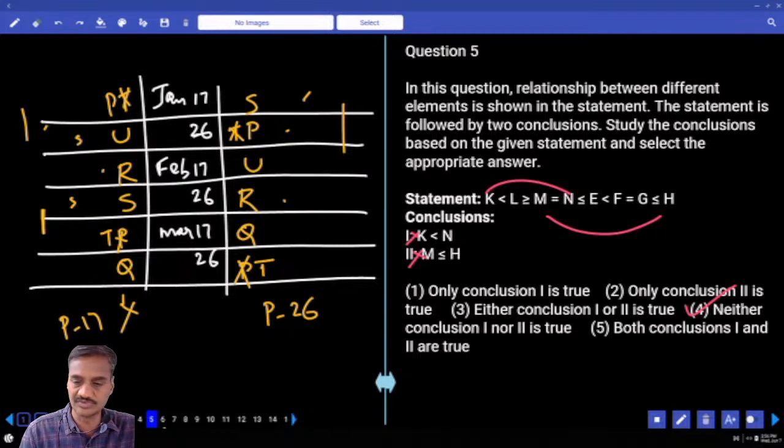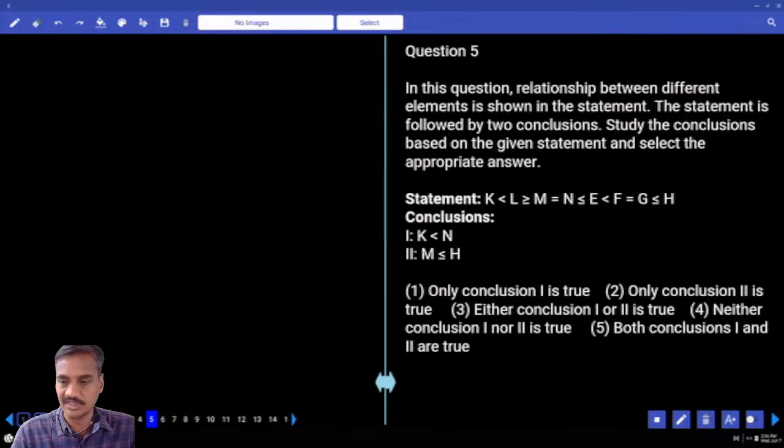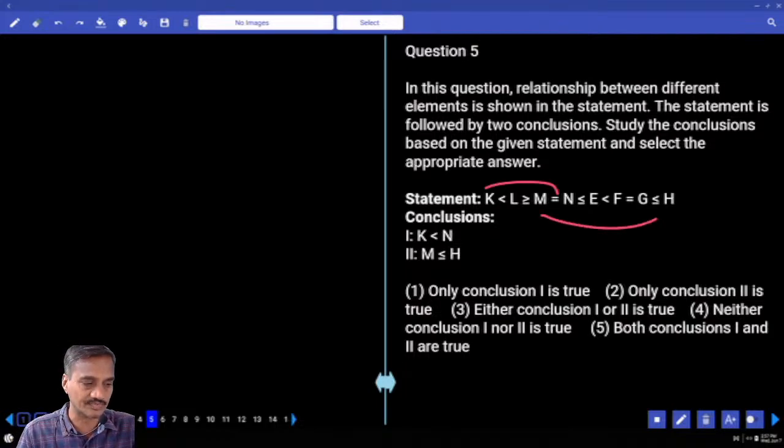The next one, sixth one. Now in the sixth, K and N. K lesser than N. K is here, N is here, two opposite symbols. And at the same time, M and H. Now M is here, H is here, between these two, M lesser than H but not equal to. And so what is your answer? Neither one nor two. Question number 5, neither one nor two.